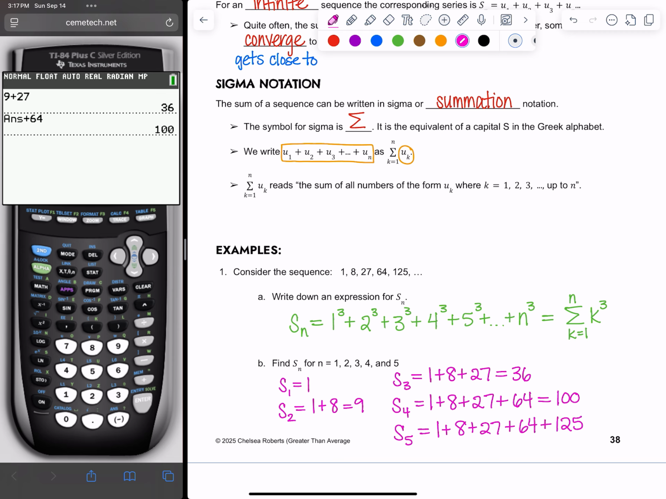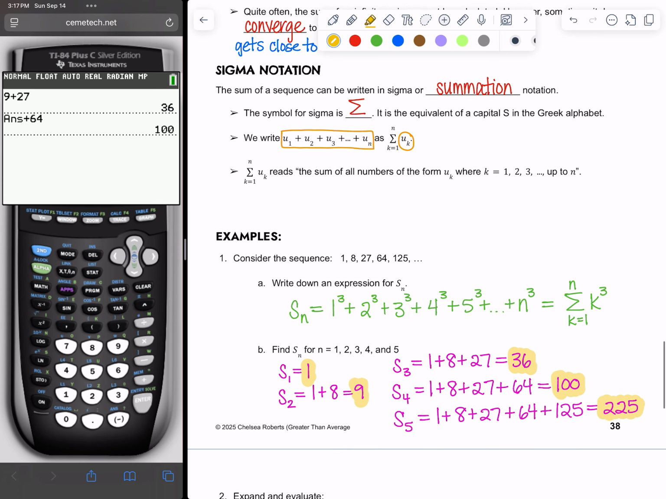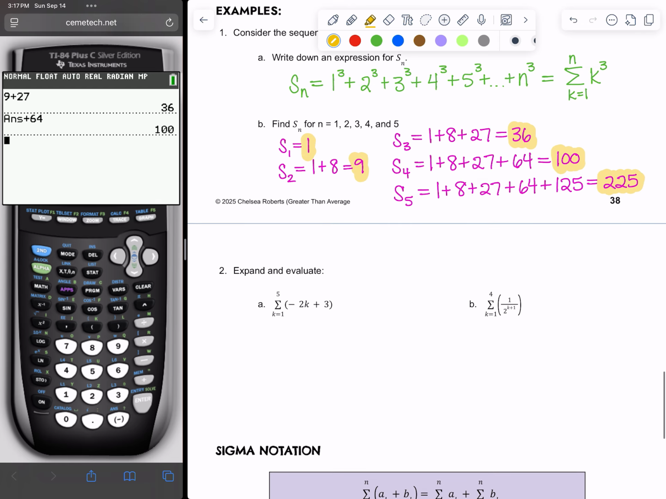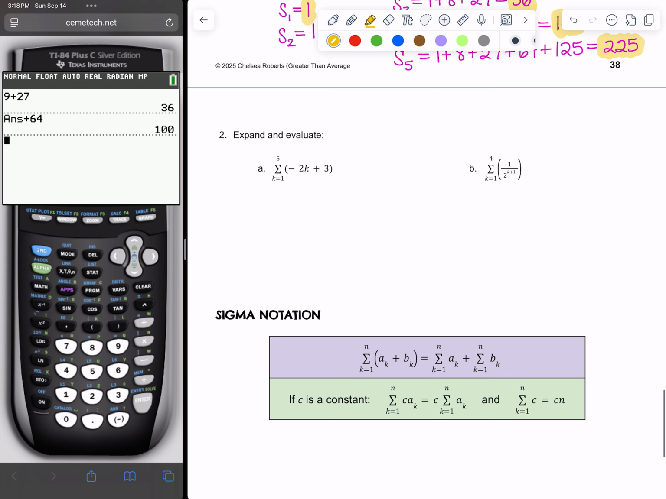And I know that 100 plus 125 gives me 225. So these are my first 5 numbers. We have 1, 9, 36, 100, and 225. Okay. So now let's look at our last 2 examples on the back.